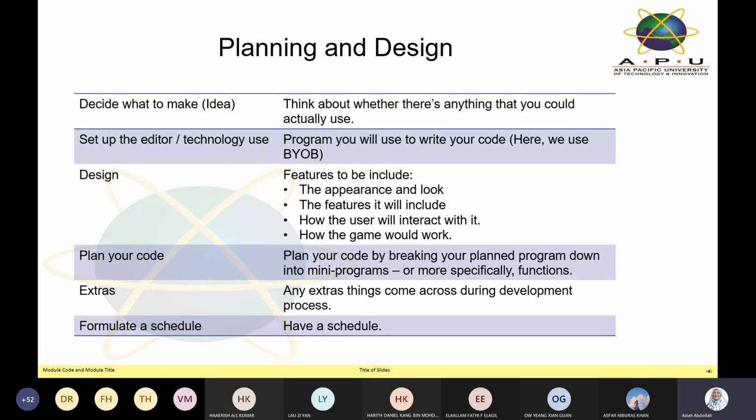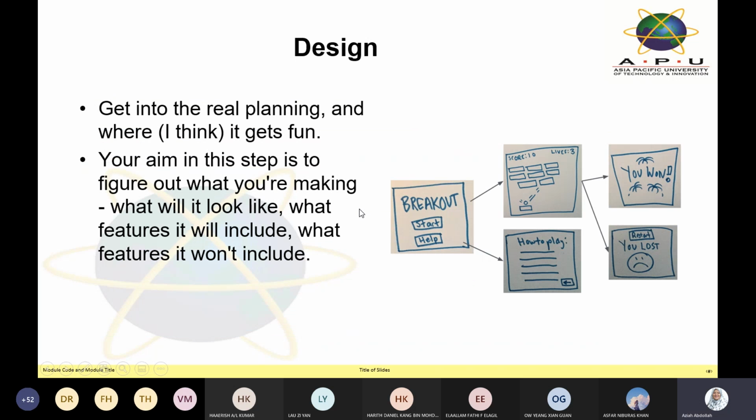Plan your code, breaking your program down into a mini program. Any extra things that come across during the development process, you can add on, no problem, and have a schedule. When you design, you can break it down into a storyboard like this. You have an idea. First page is my start and help button. So start, they will go to start. Help means I will give the instructions on how to use the application. So when you click help, they will see how to play. When you start, they will start, and then it's either you won or you lost.